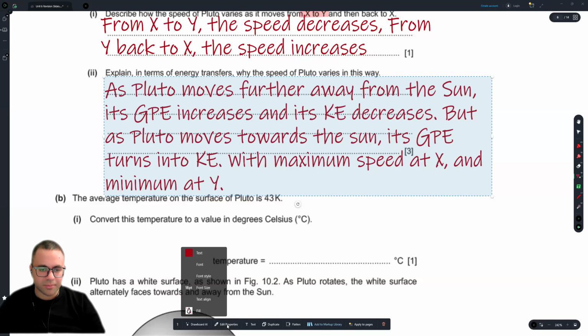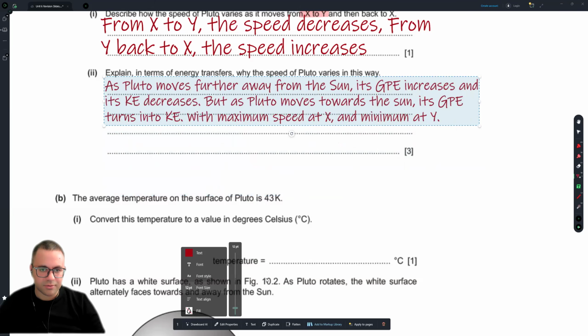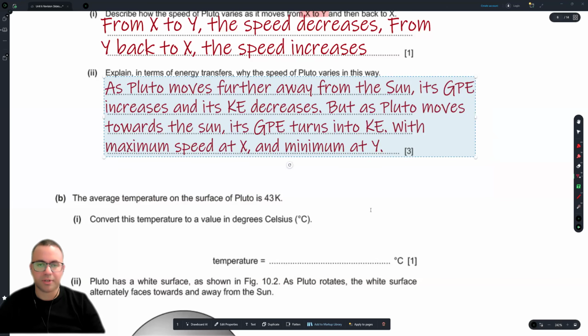But this font is really huge. I'm gonna make it smaller. We should edit the properties of this and make this a bit smaller. Okay, this is a lot better.